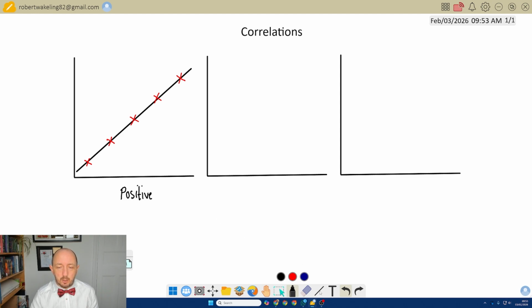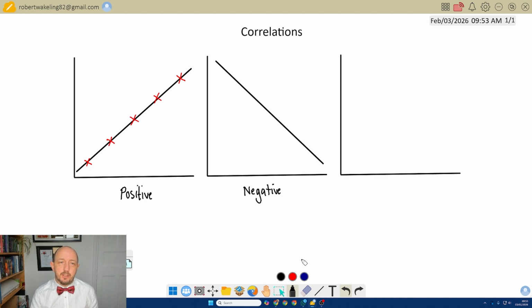The opposite of that would be one that goes downwards from left to right. So this is a negative correlation, a negative relationship. And then we have one left over at the end, which we'll talk about in a sec, but we'll come back to this. So, positive correlation and negative.